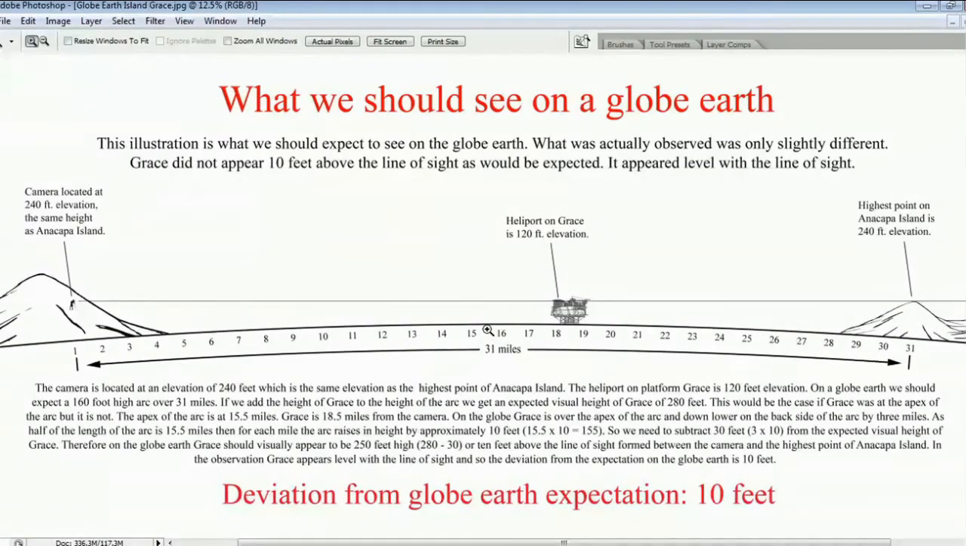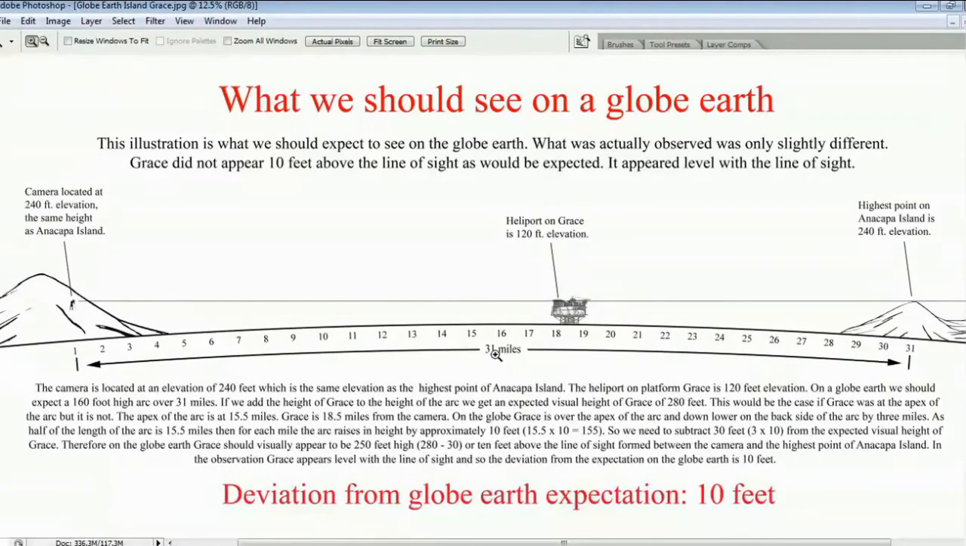Conversely, on the backside of the slope, it goes down 10 feet for every mile. So you go from 160 to 150 to 140 to 130 feet. So we need to subtract 30 feet, which is 3 times 10, as I just explained, from the expected visual height of platform Grace. Therefore, on the globe Earth, Grace should visually appear to be 250 feet high.